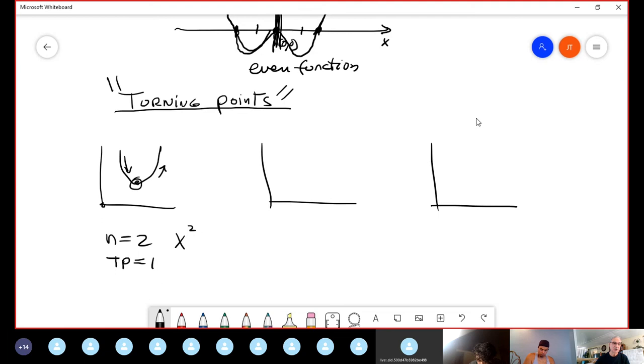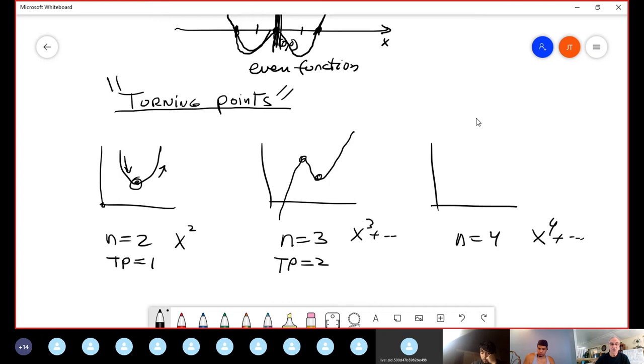Suppose degree three, x cubed plus something. It looks like that, and we have two turning points, one here, one here. Suppose n equals 4, x to the 4th power plus something. It looks like that. This is the end behavior: right up, left up; right up, left down; right up, left up. And how many turning points? We have three: one, two, and three.